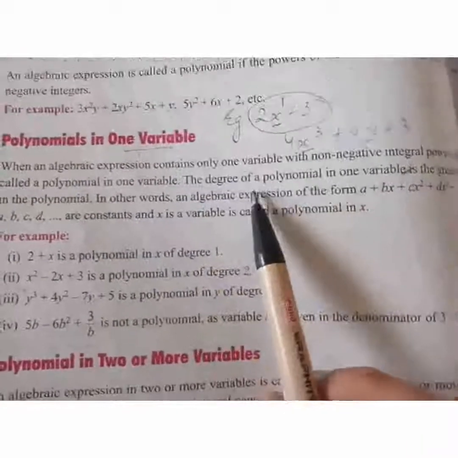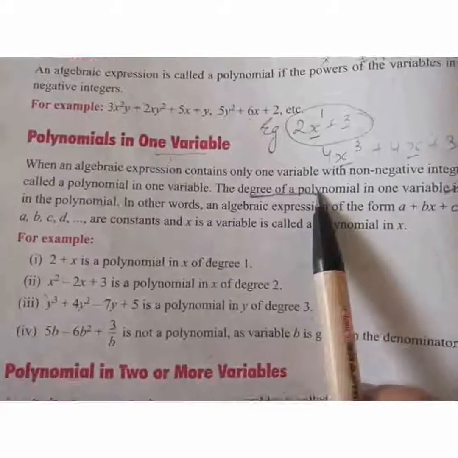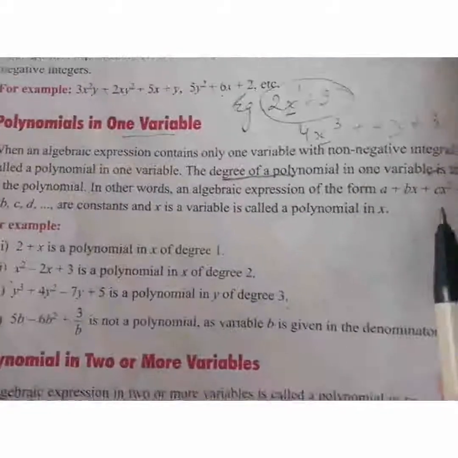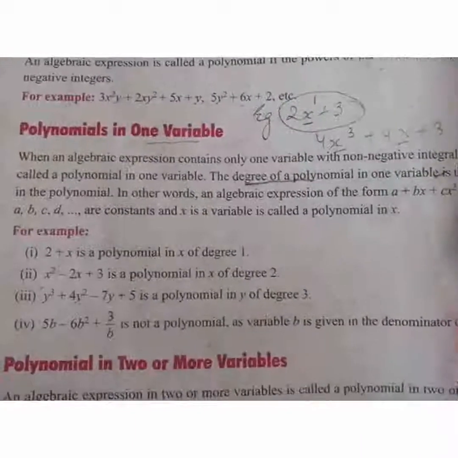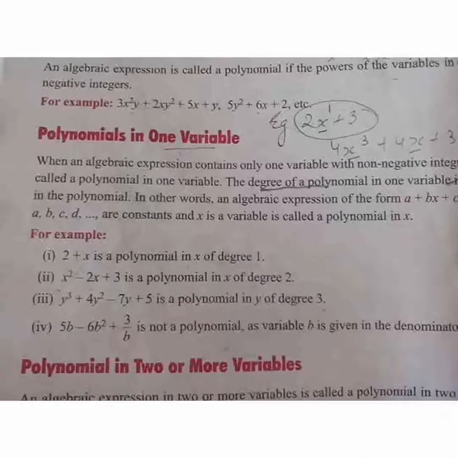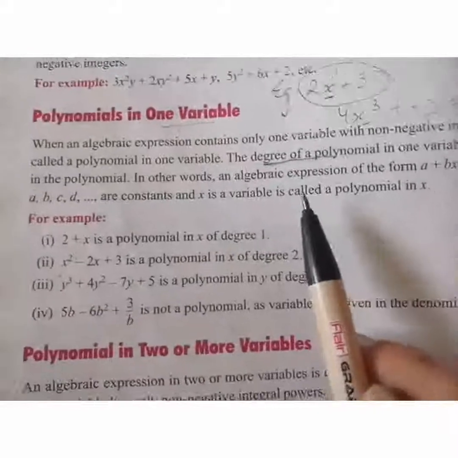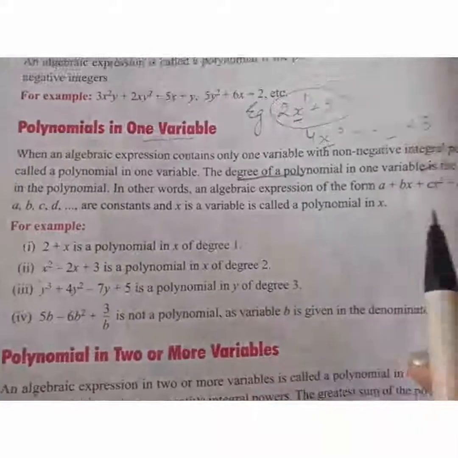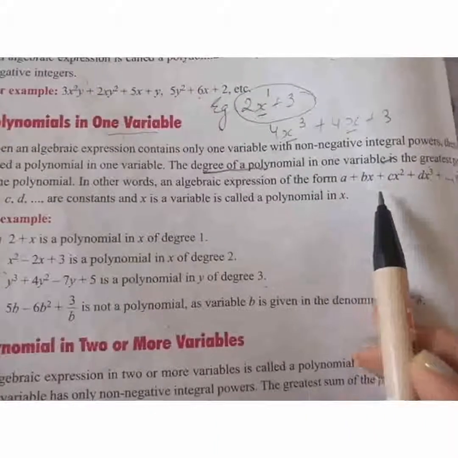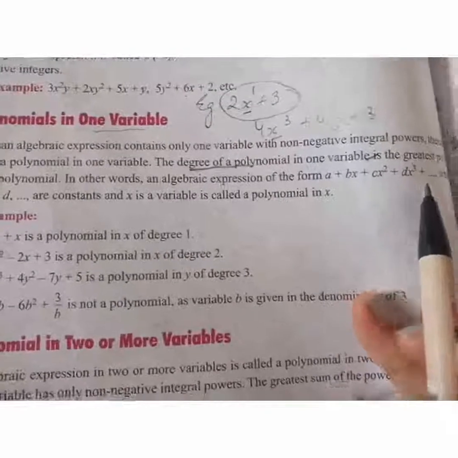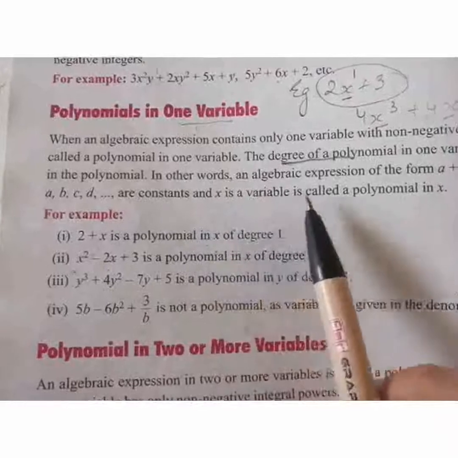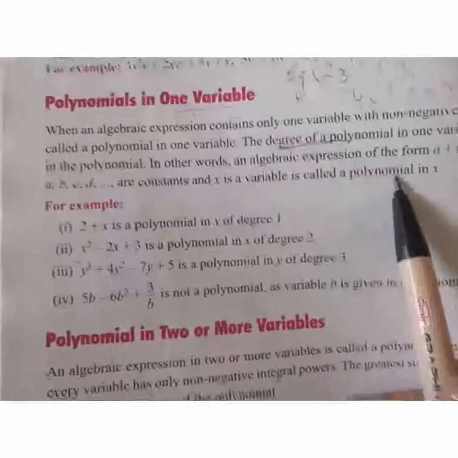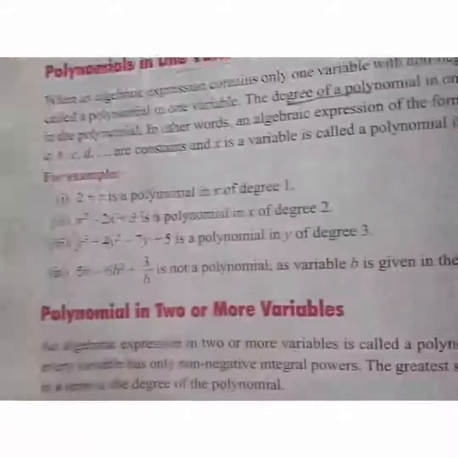The degree of a polynomial. What do you mean by degree? Degree means the highest power of the variable in the polynomial. The greatest power or highest power is known as the degree of the polynomial. In other words, an algebraic expression in the form of a plus bx plus cx square plus dx cube and so on, where a, b, c, d are constants and x is a variable, is called a polynomial in x. So take examples. Four examples are there.